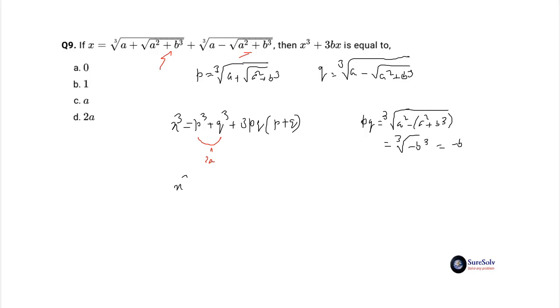So finally you get x cube equal to 2a minus 3bx. Substituting back the value of p plus q with x. Rearrange to get the answer as x cube plus 3bx equal to 2a. Answer is option D, 2a. Use of dummy variable is for convenience only. These few steps could easily be done mentally without the aid of any dummy variable. Let's solve the last question.